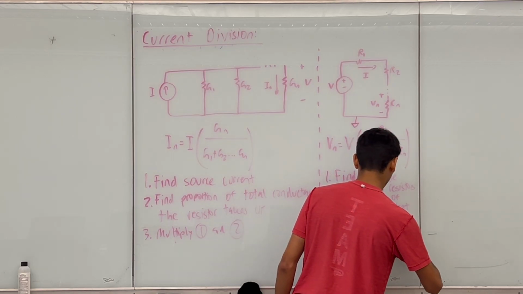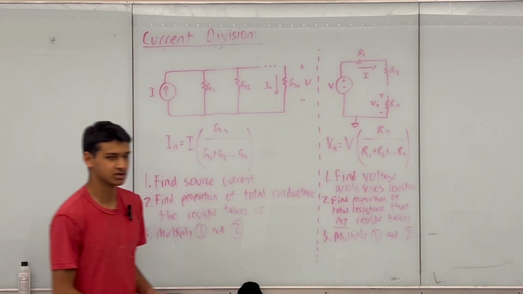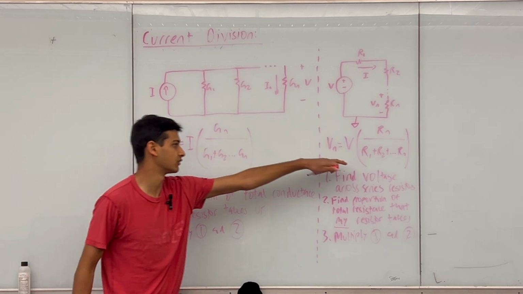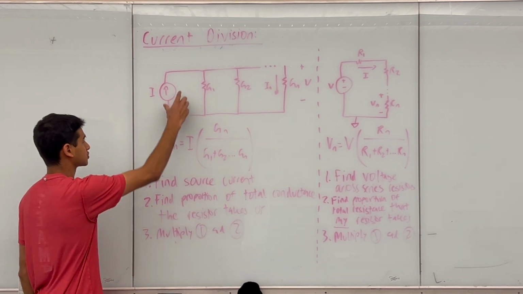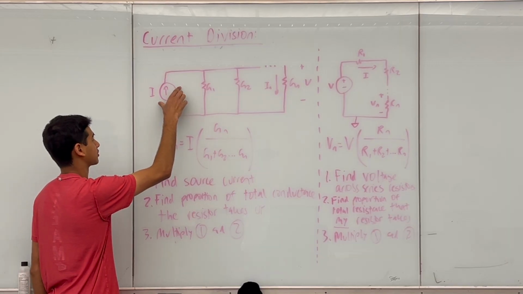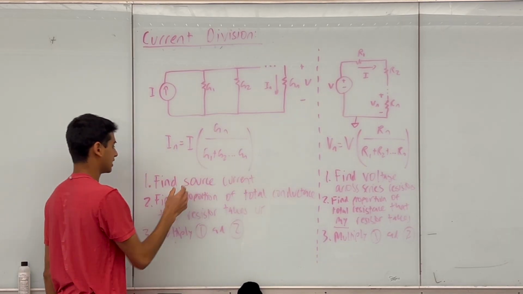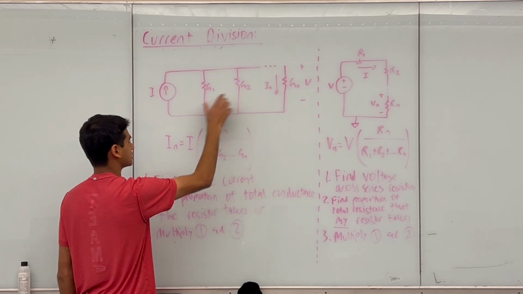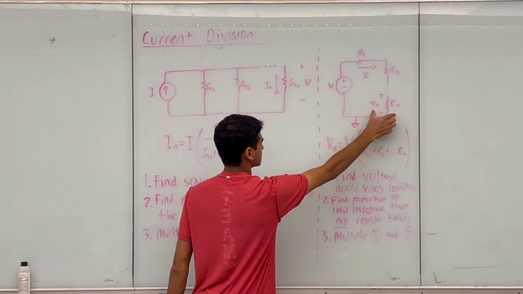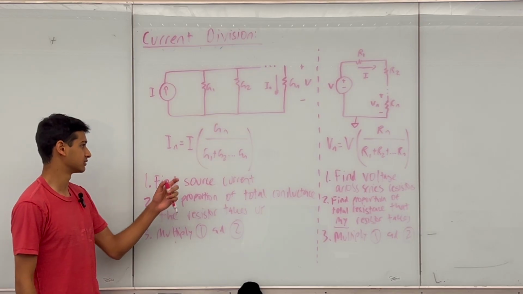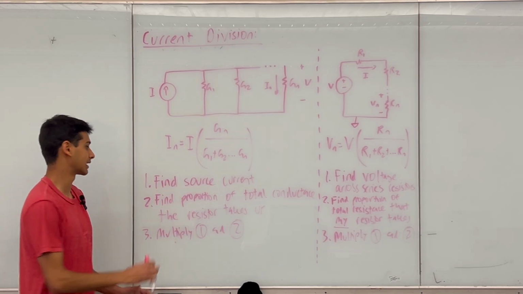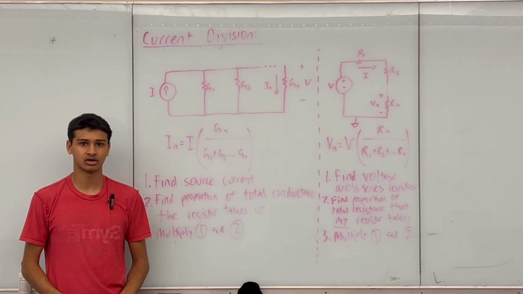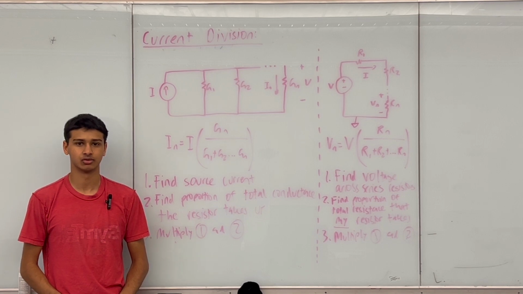Multiply 1 and 2. So just to recap, with both voltage and current division, current using conductance and voltage using resistance, I find my source, I find my supply current in this case, voltage in this case. I find the proportion of the total conductance that this resistor takes up, which is, using conductance in this case, using resistance in this case. And then I just multiply the source and then the proportion. And I get the current that I'm looking for in this case, and I get the voltage that I'm looking for in this case. So I hope this helped understand current division and voltage division a little bit more.